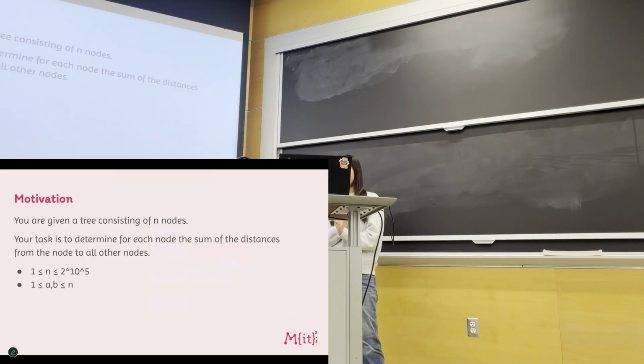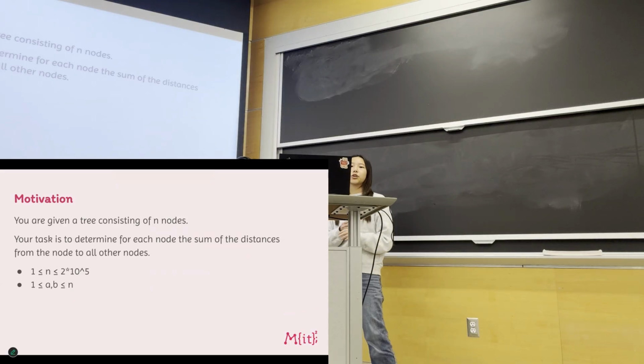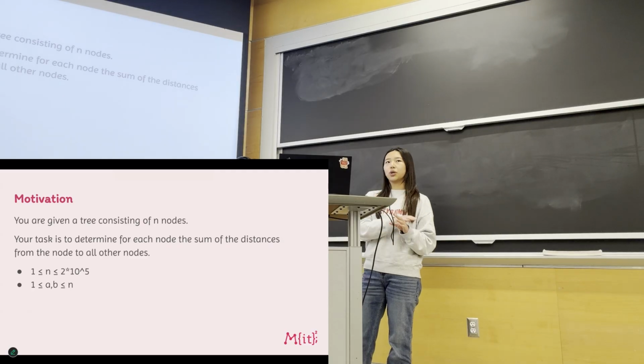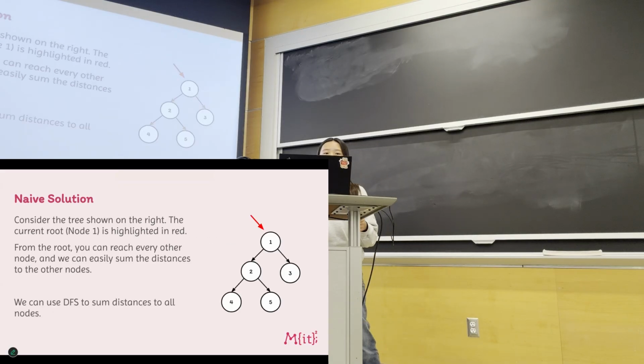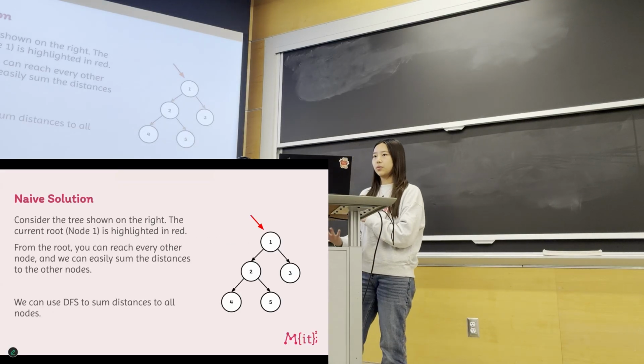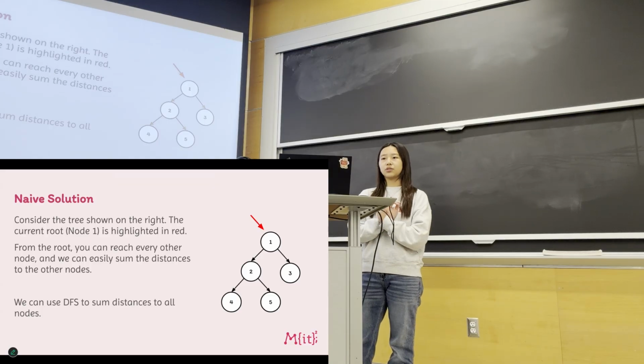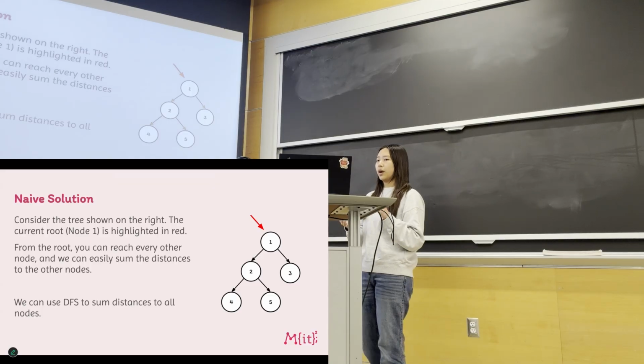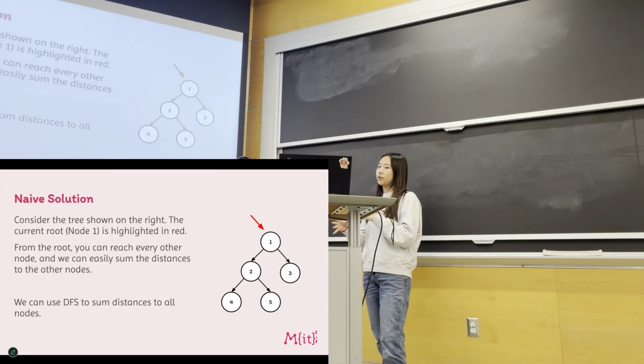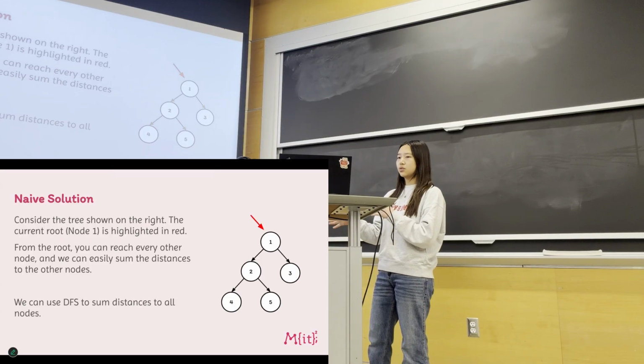So let's say you're given a tree consisting of n nodes, and your task is to determine for each node the sum of distances from this node to all the other nodes. And so let's consider this example, and we can think about this naively. So we have this naive solution where we have this tree, and we can use DFS to sum distances to all the nodes.